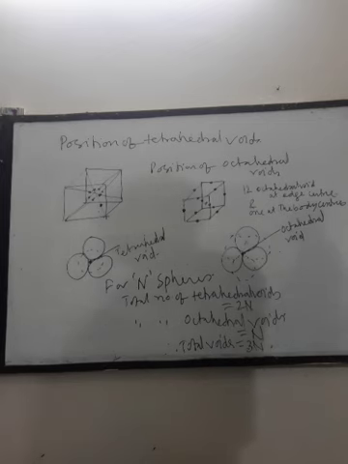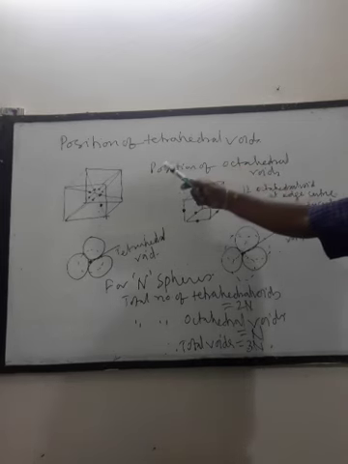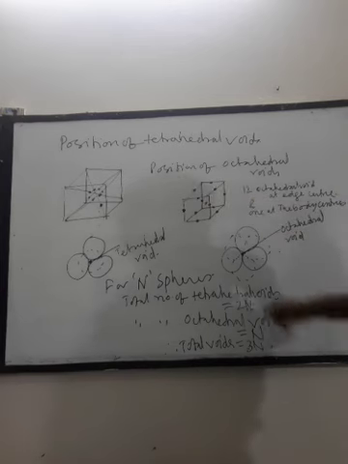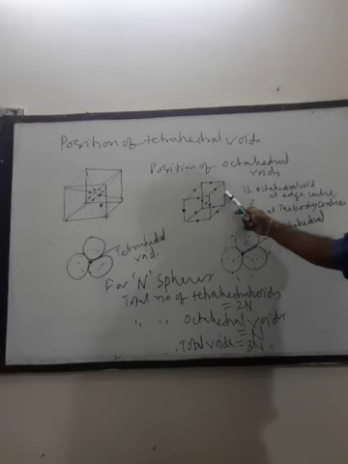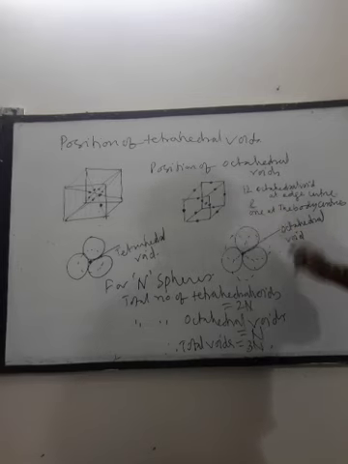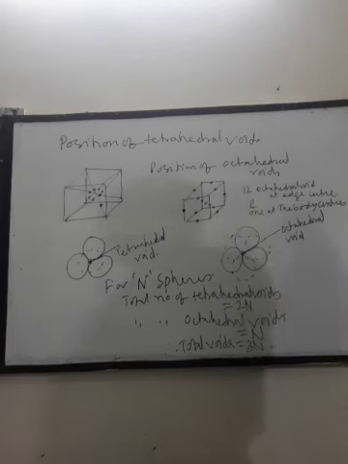So the position of tetrahedral voids means each diagonal contains 2, and in the case of octahedral voids, 12 edges contain 12 octahedral voids and one at the body center. So this is all about close packing in 1 dimension, 2 dimensions and 3 dimensions, and finally the 2 types of voids, tetrahedral and octahedral voids, and the position of tetrahedral and octahedral voids.